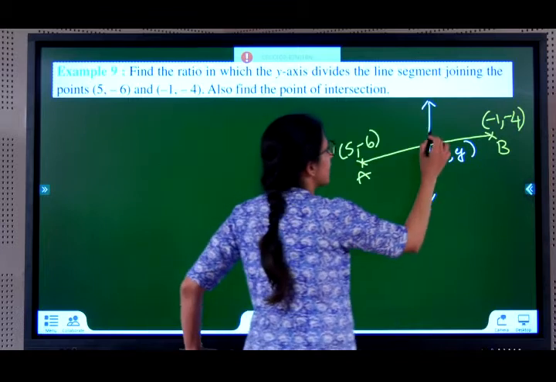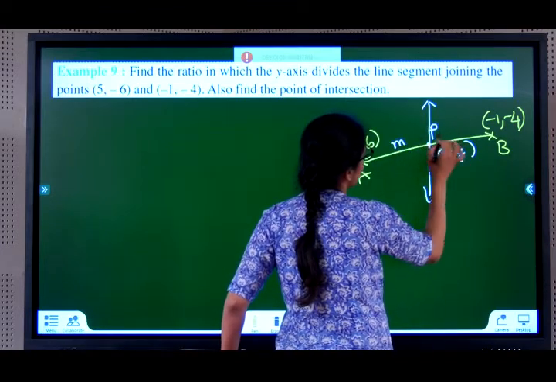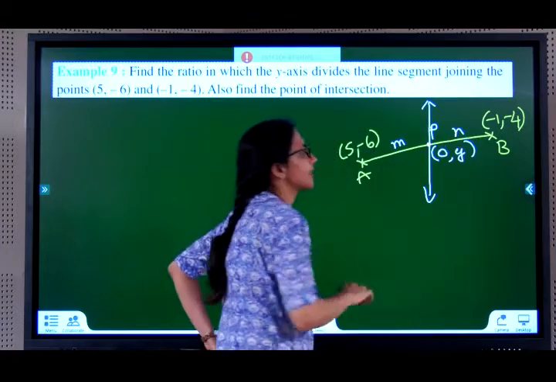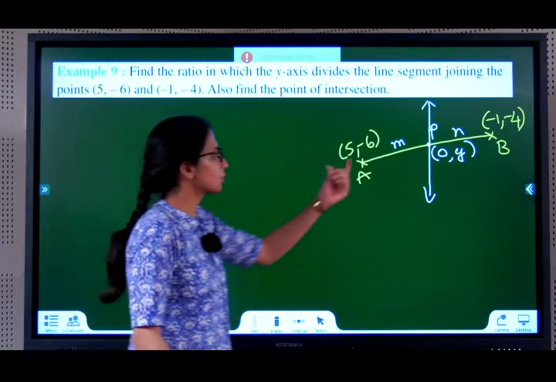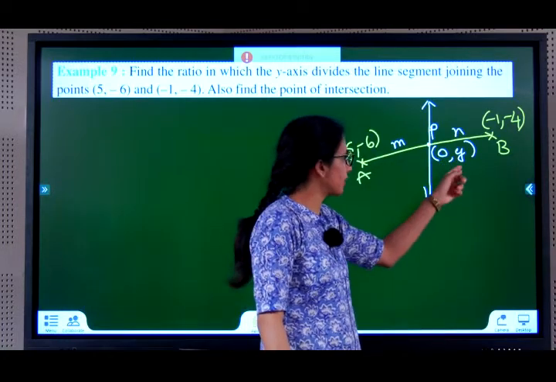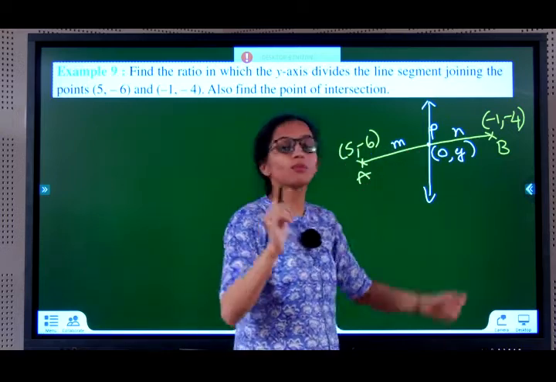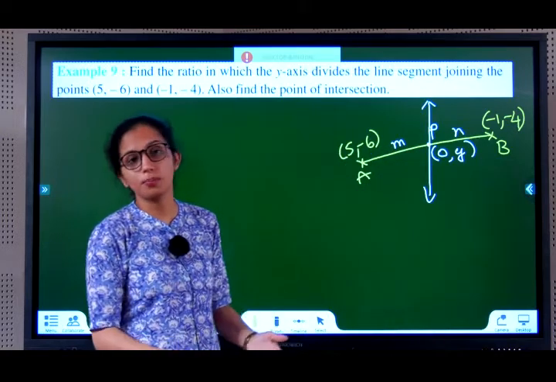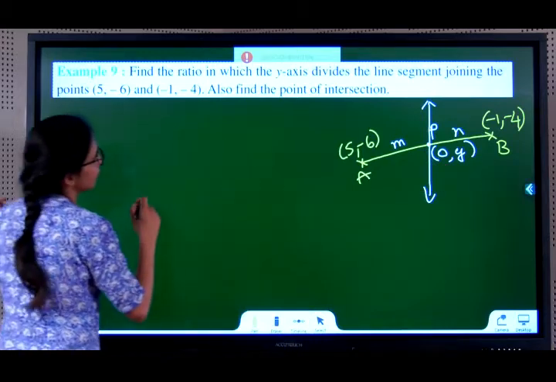Agreed? Yes. They are not asking to find y first. They are first asking you to find m is to n. Point P divides us in the ratio of m is to n. Do you agree? Can I find m is to n even though I don't know y? Yes, you can, because to find the ratio you just need one of the coordinates. You don't need both coordinates, and here you have the x coordinate. So what do we do here?